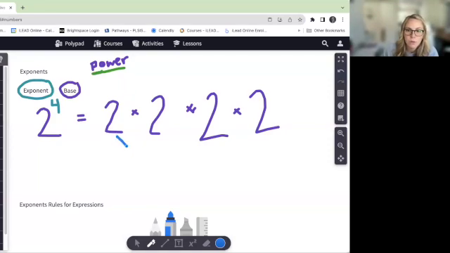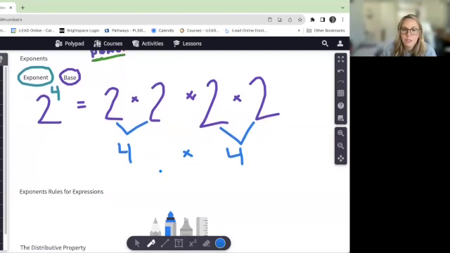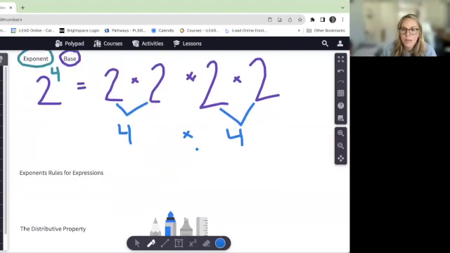So I'm going to take 2 numbers here and take 2 numbers here. I can multiply those chunks nicely. So 2 times 2 is 4. 2 times 2 is 4. Remember, there's still that multiplication sign in the middle right here. So I'm going to bring it down and now multiply this last chunk. 4 times 4 is 16.